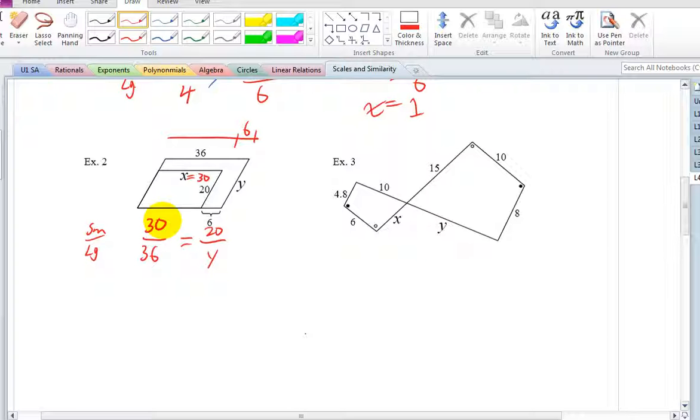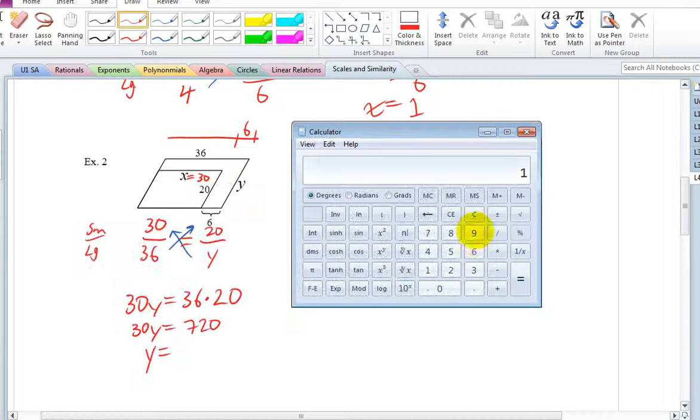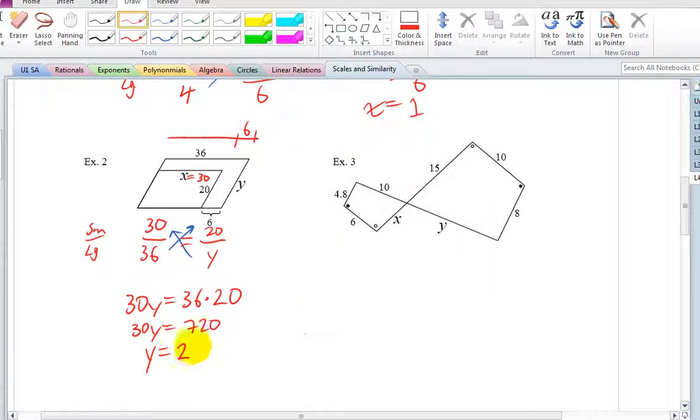How do we get y out? Yeah, well, what we're going to do is do a complete cross multiplication here. And so we get 30 times y equals 36 times 20. So 30y equals 720. And so then what does y equal? 24. Not bad. All right. So sometimes we have to do a complete cross multiplication. Other times we don't need to. It depends on the situation.